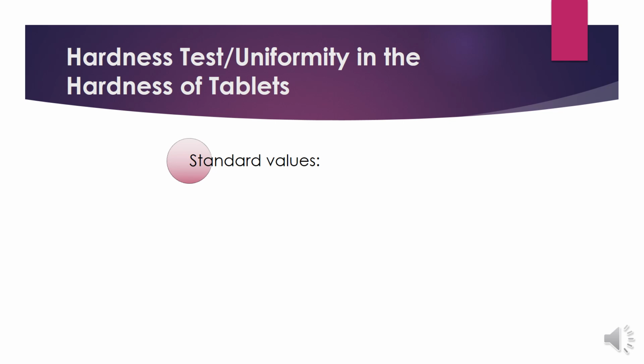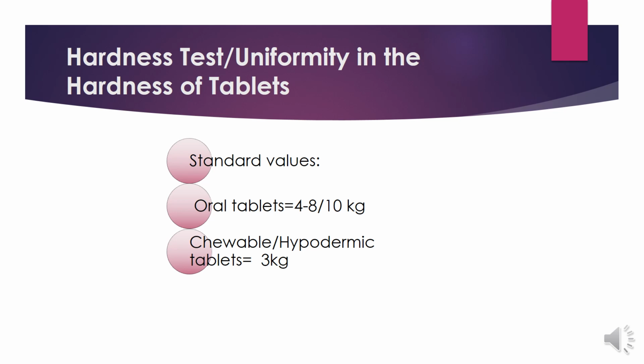So standard values are, we can say, approximate limits for the different types of tablets. That is, for oral tablets, the range is between 4 to 8, and according to some references, it can be up to 10 kgs. Whereas for chewable or hypodermic tablets, it's approximately 3 kg. For sustained release tablets, which have more hardness and are more stable, they are meant to sustain the stability of the product. So it is between 10 to 20 kg.